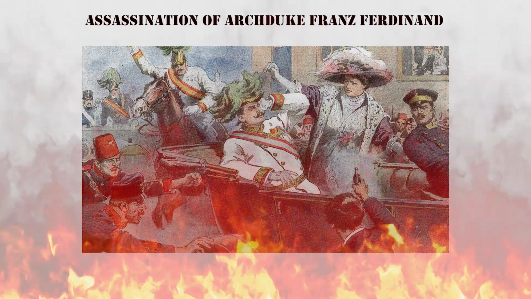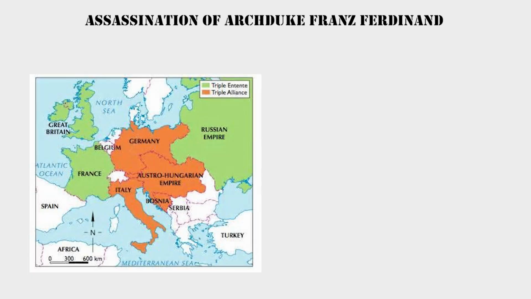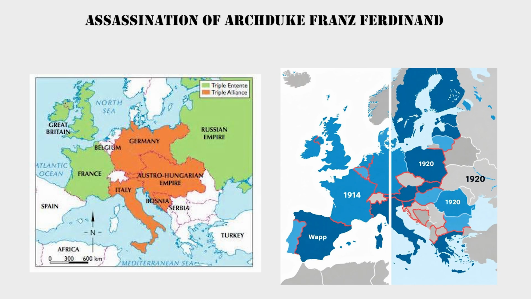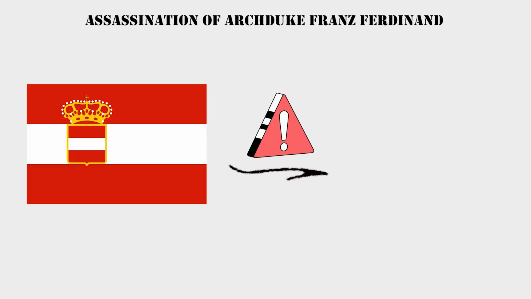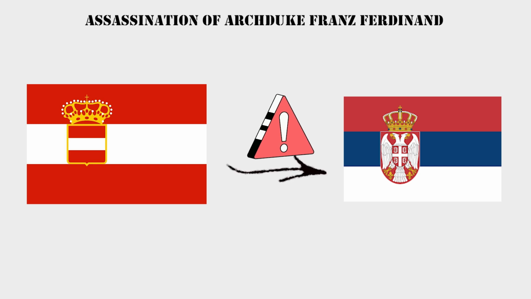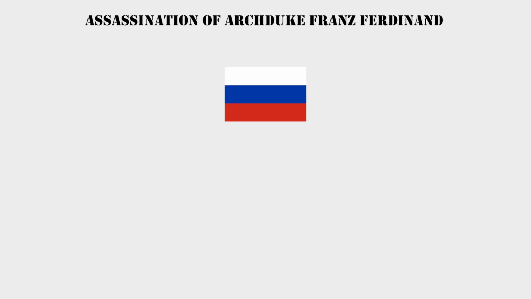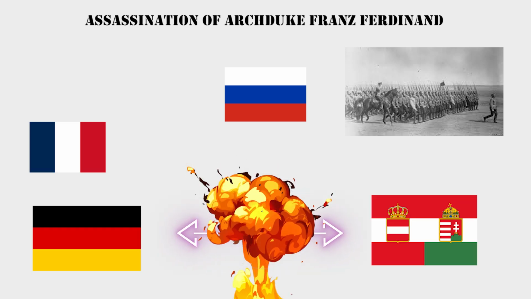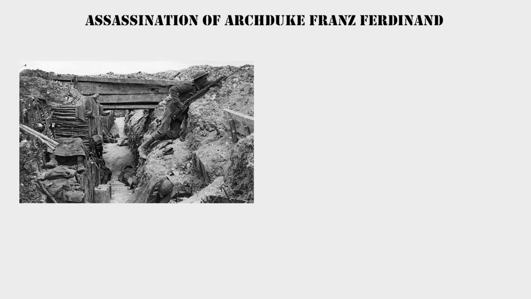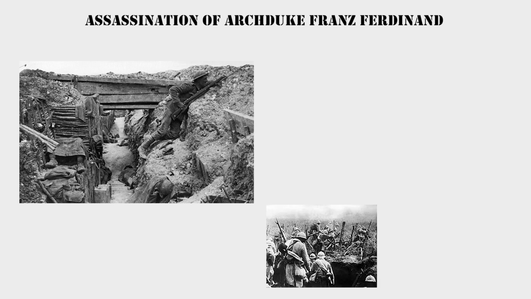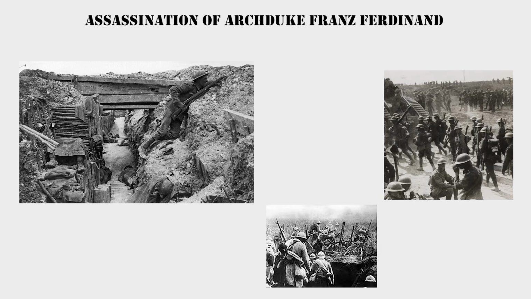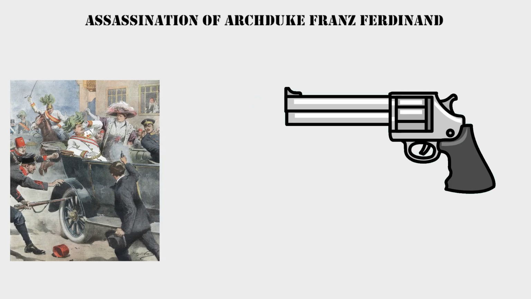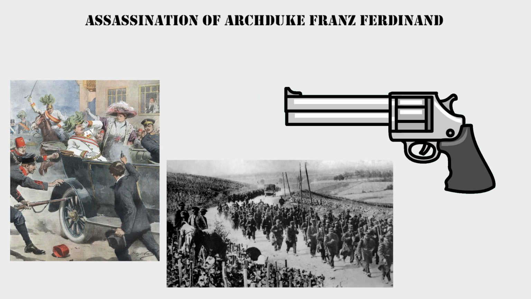The assassination was a flashpoint in a tense Europe, where rival alliances, Triple Entente and Triple Alliance, were primed for conflict. Austria-Hungary issued an ultimatum to Serbia, which partially complied, but tensions escalated. Russia mobilized in defense of Serbia, Germany backed Austria-Hungary, and soon France and Britain entered the fray. Within weeks, the Great War erupted, consuming Europe and eventually drawing in nations from every continent. This single gunshot set in motion a chain reaction that killed millions and redrew the world map.